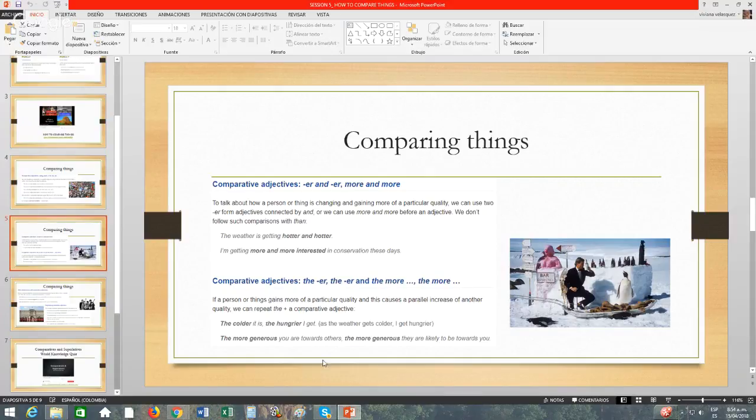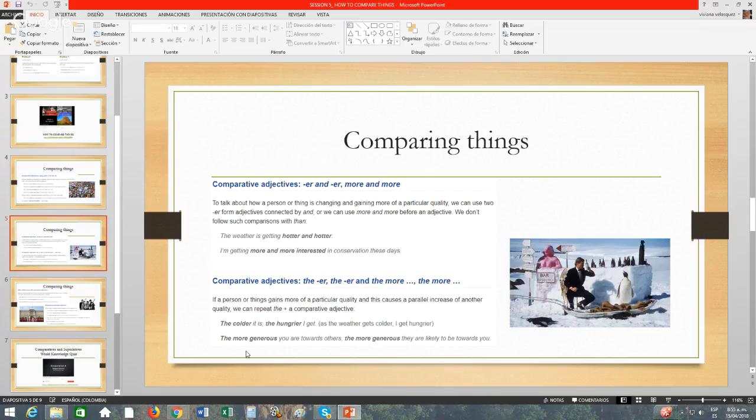Right? And similar, the more generous you are towards others, the more generous they are likely to be towards you. Entre más generoso seas con los demás, más generosos ellos probablemente serán contigo. So you emphasize the idea twice, right? Two times. It is emphasizing a little more the comparative ideas. Okay?